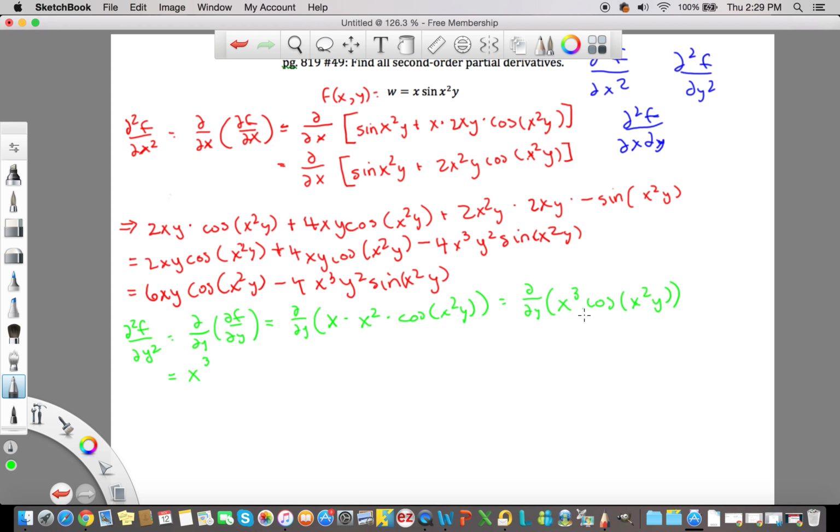Okay, so now we're going to take the derivative of cosine of x squared y. Again, that's kind of like a chain rule there. So the derivative of the inside with respect to y is just going to be x squared. Now we do the derivative of the outside. So the derivative of cosine is going to be negative sine. And we're going to evaluate that at the inside. And what that comes out to is negative x to the fifth sine of x squared y. Okay, so this is our d squared f over dy squared.